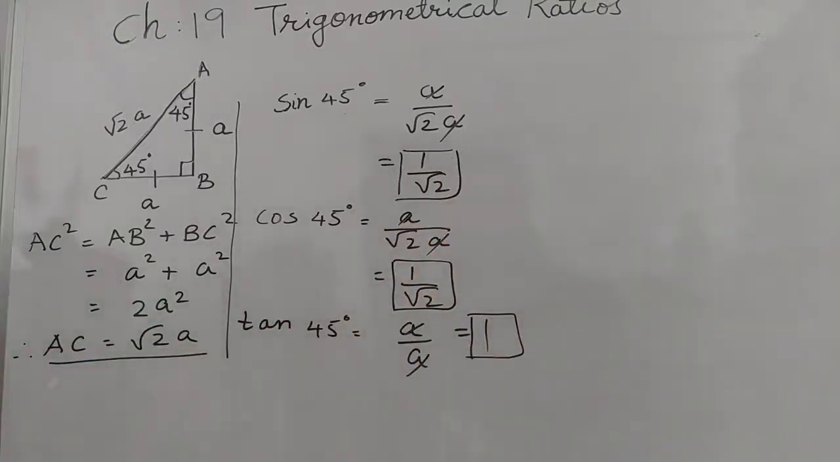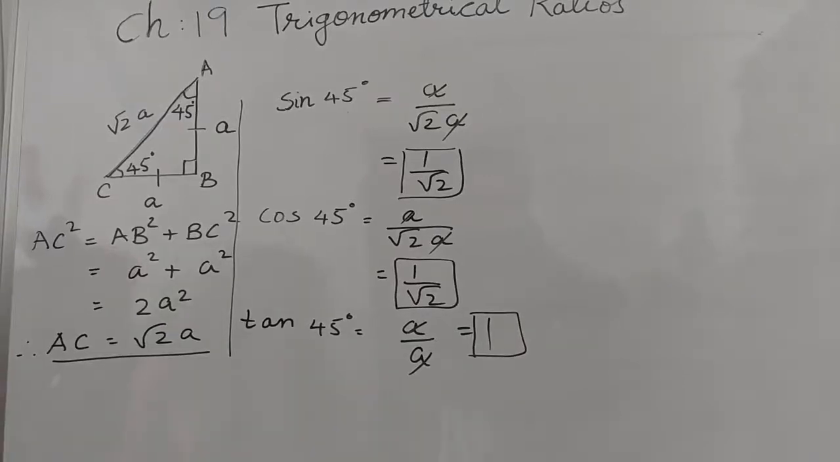So here total 9 values are found now. Sine 30, cos 30, tan 30. Similarly 60 all 3 and 45 also all three. Now we have to take 0 degree and 90 degree values. For that, students, I have to draw here one right angle triangle.